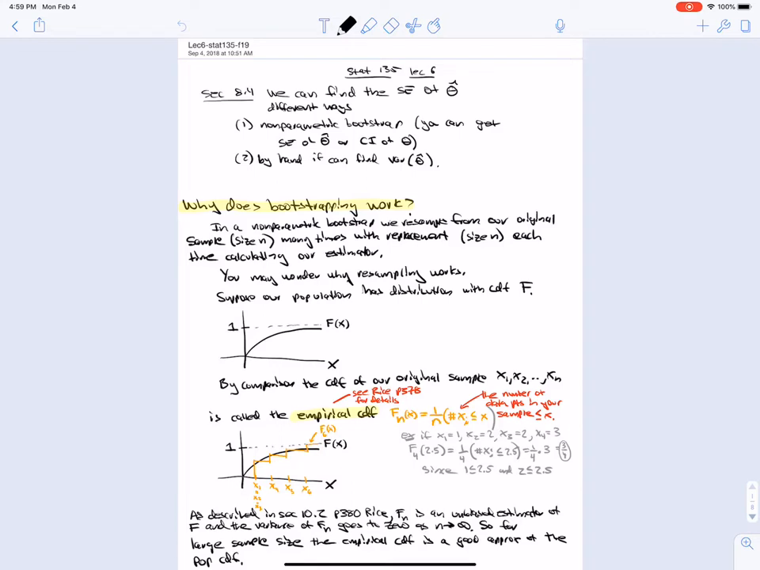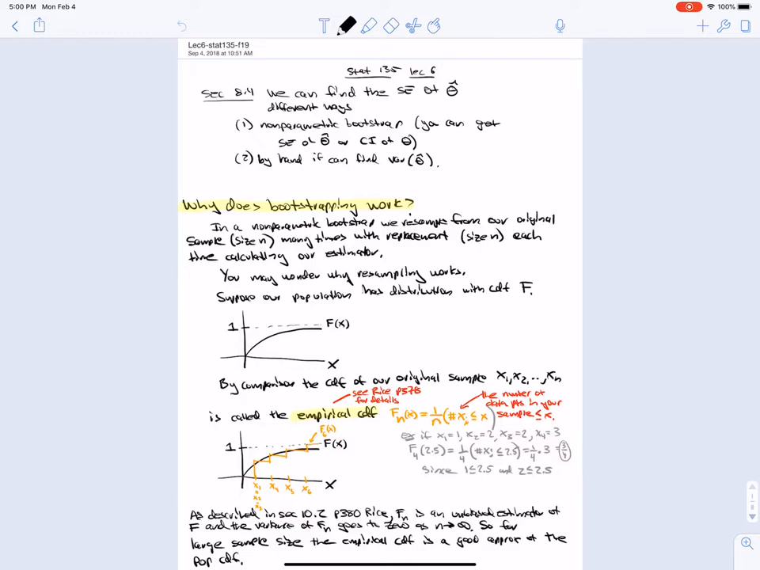Last time we talked about ways to find the SE of the MOM estimator. One is using a non-parametric bootstrap, and this will give you the SE or the CI. Another way is to do it by hand if you can find a formula for the variance of the estimator.